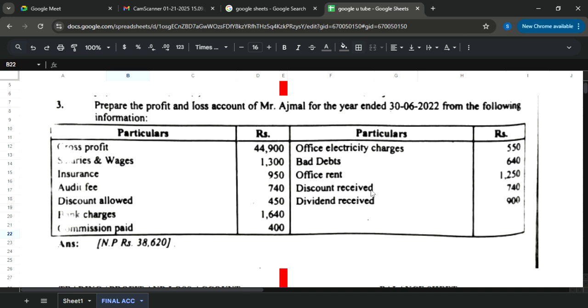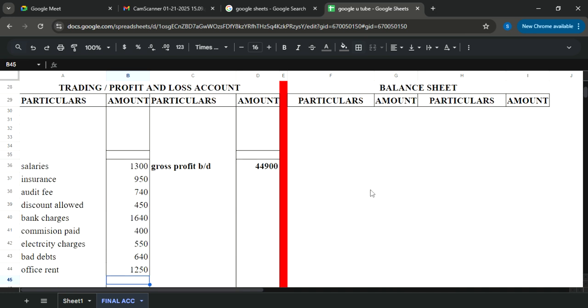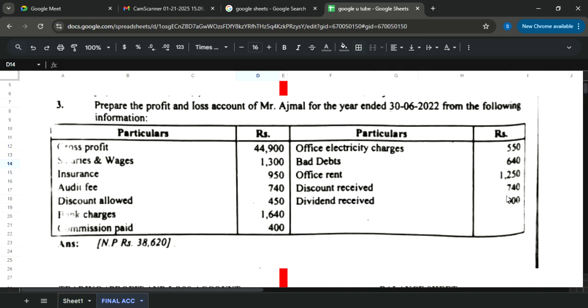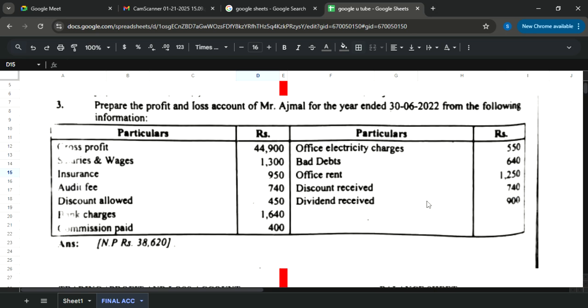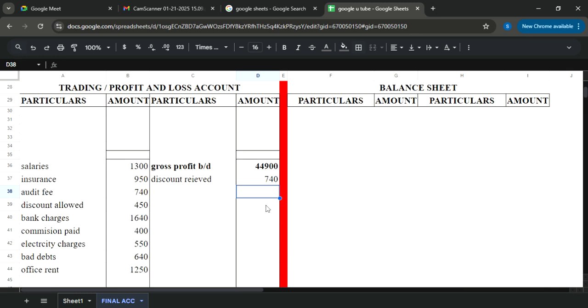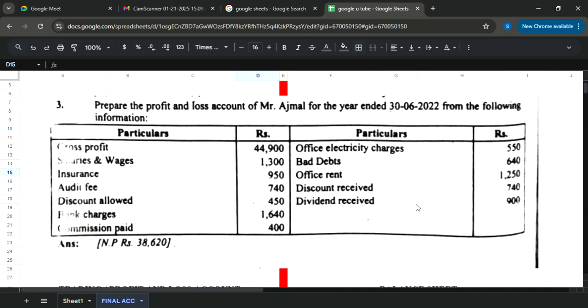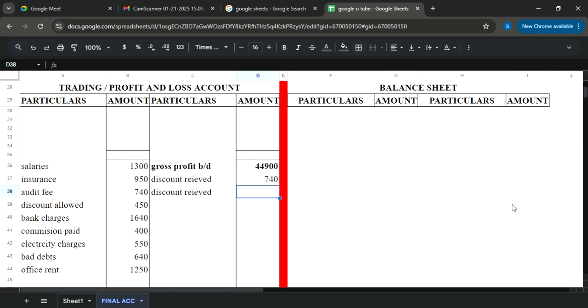We have discount received. Received means you are getting discount. So it's an income. So instead of writing here, you will go to the income side and you will write discount received. How much amount? 740. Put 740 over here. Next, again discount. Okay, there are two discounts. So you may write over here how much? 900. Put it over here.